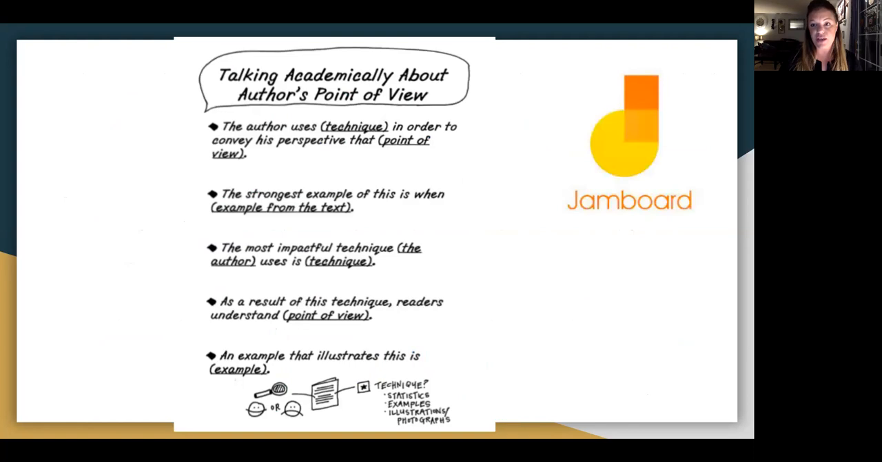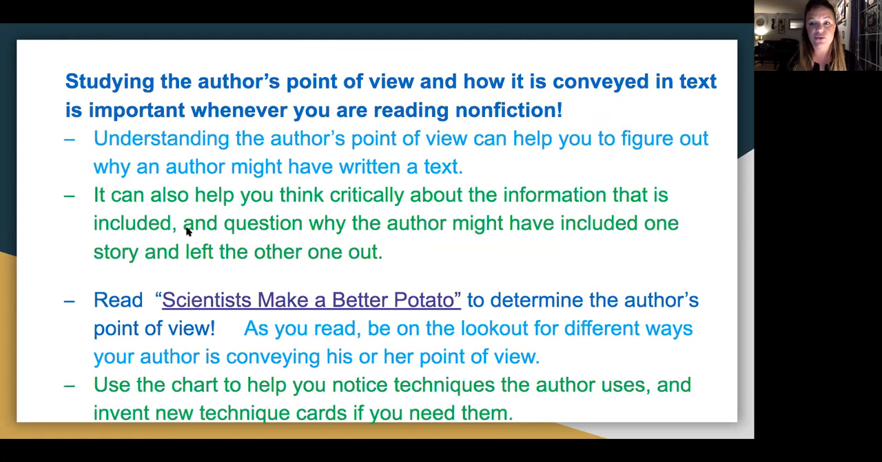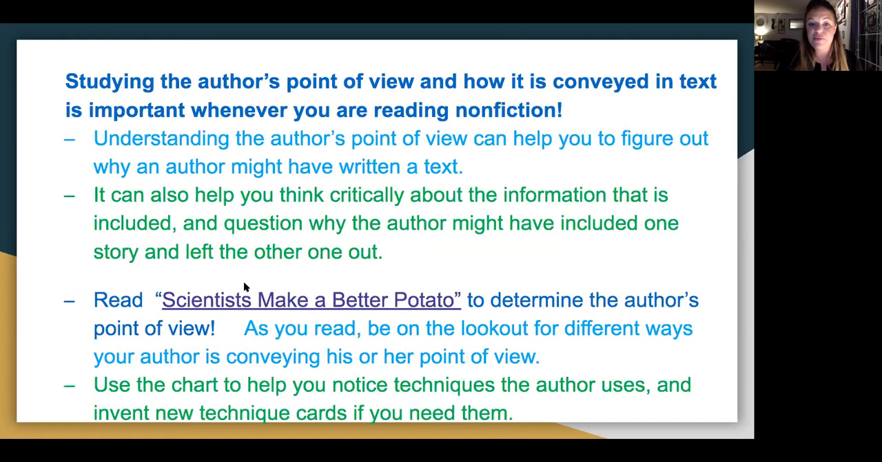Prior to talking about it, students usually don't understand how to talk academically about texts and things in the text. So we would discuss methods to speak about the author's point of view in writing in particular. And then I would ask students to contribute to the Jamboard to show that they understand the author's point of view as well as their technique.